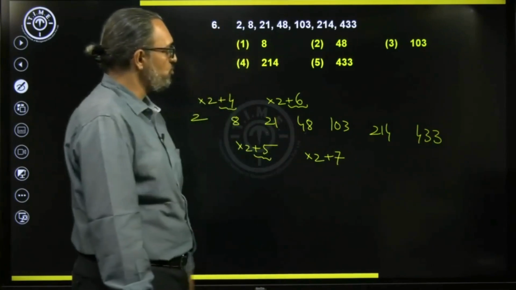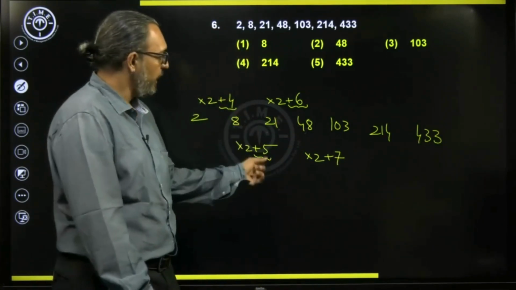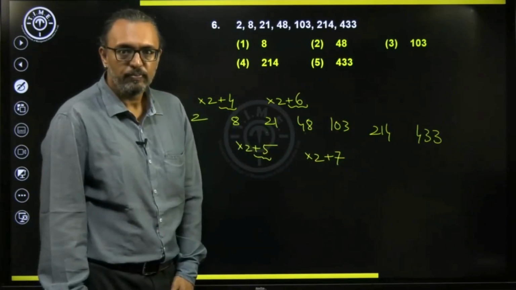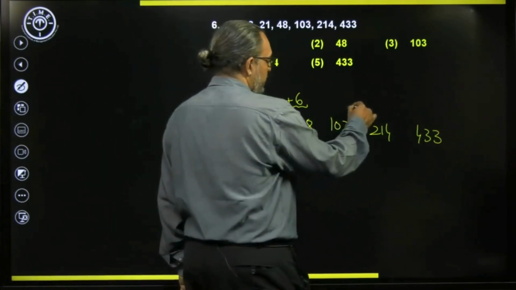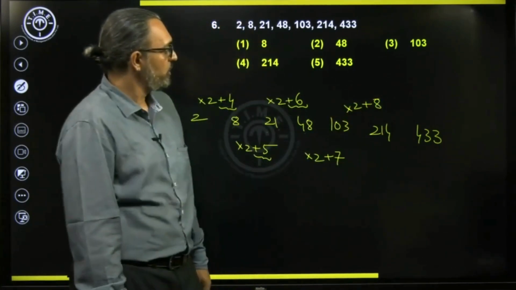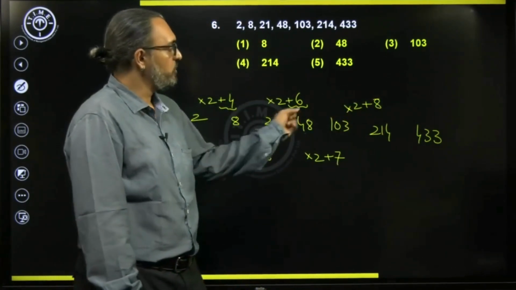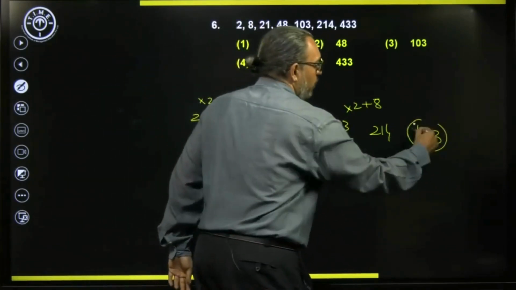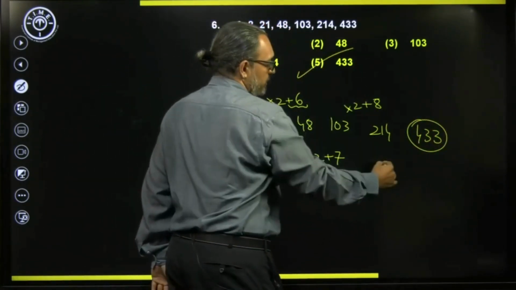So 48 into 2, you get 96. 96 plus 7, correct, you have 103, right? And then next into 2 plus 8. Now 103 into 2 is 206. 206 plus 8, correct, you are getting 214. That means my wrong number is going to be 433.